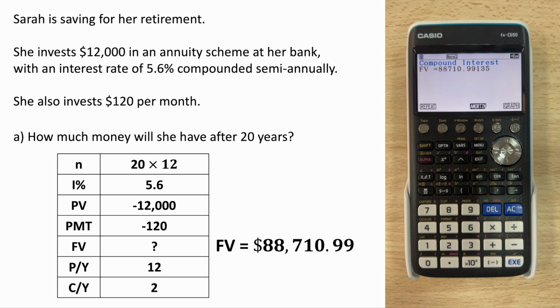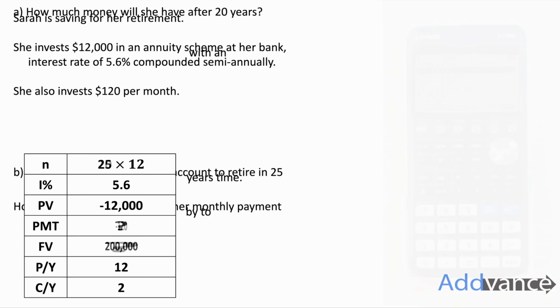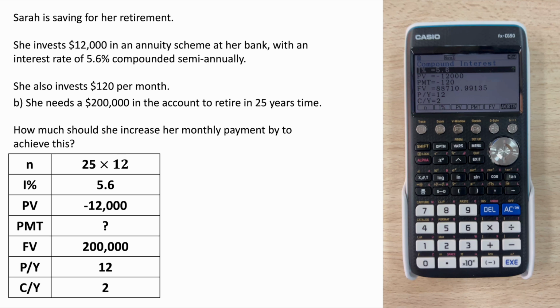That's how we do part A. Let's look at part B. She needs $200,000 in the account to retire in 25 years' time. How much should she increase her monthly payments by to achieve this? So she's going to need a different amount of monthly payments to be able to afford to retire. Let's look at this on the calculator.